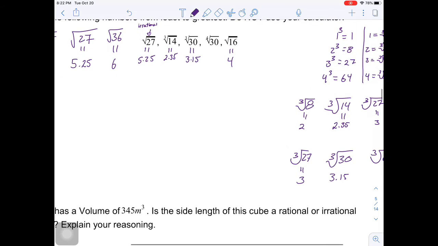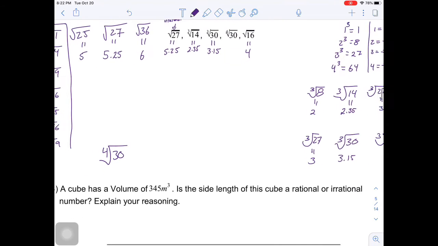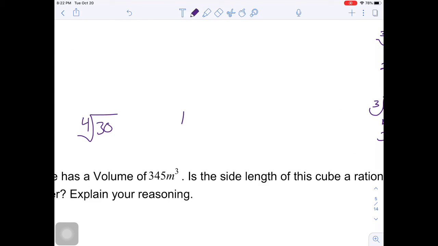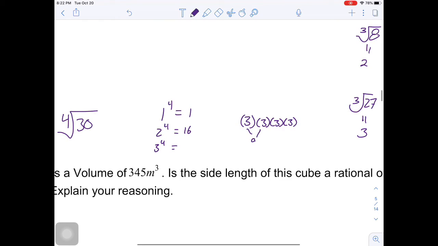And now finally, we are on to estimating our fourth root of 30. Okay, so again, we have to list our perfect fourths. So it'll be 1 to the power 4, which is 1, 2 to the power 4, that will give me 16, and then 3 to the power 4, kind of have to think about that one. So 3 times 3 times 3 times 3. 3 times 3 is 9, and these are still multiplying each other. 9 times 9 is 81, so 3 to the power 4 equals 81.